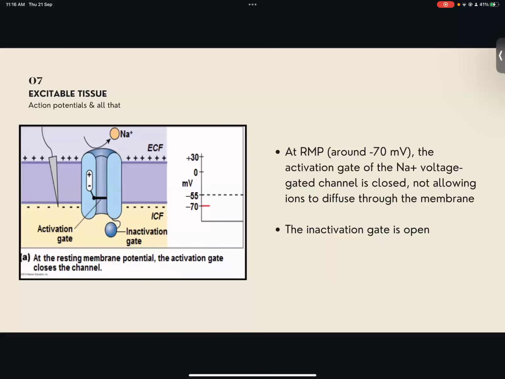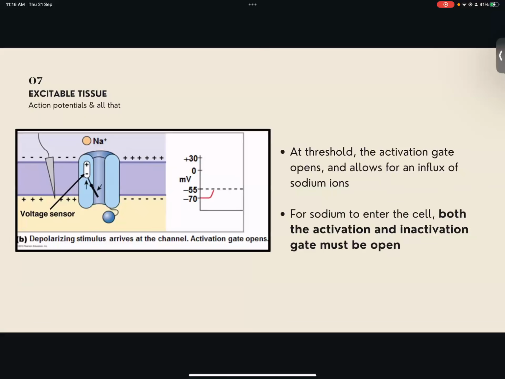Okay, so it's closed because it's voltage gated. You're not at the required voltage yet. That's what your threshold potential is. You're not there yet, so your activation gate will stay closed. At the same time, your activation gate is closed and your inactivation gate is open. Now at threshold, the cell will be depolarized. Slightly depolarized means that it will become slightly more positive. Once it becomes slightly more positive and reaches the threshold potential, the activation gate will open and it will allow for an influx of sodium ions.